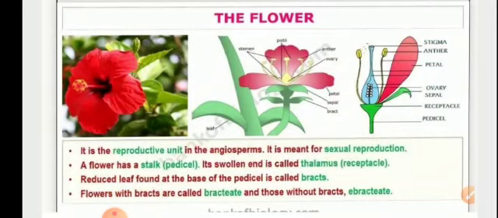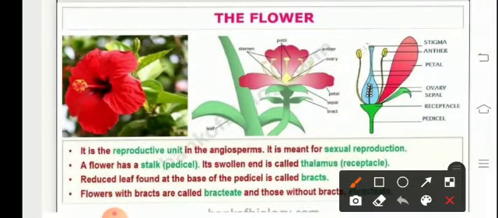Now, what is a flower? A flower in biology, in the case of angiosperms, is referred to as the reproductive part of the plant. So we define a flower as basically the reproductive part of the plant, which is meant for sexual reproduction. So that's the reproductive unit in the case of angiosperms.